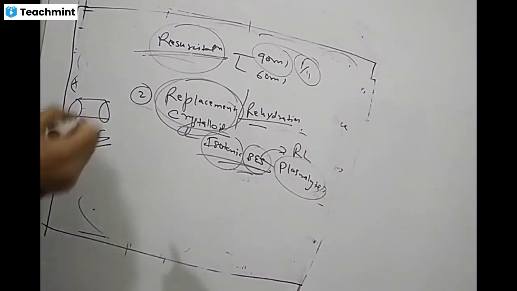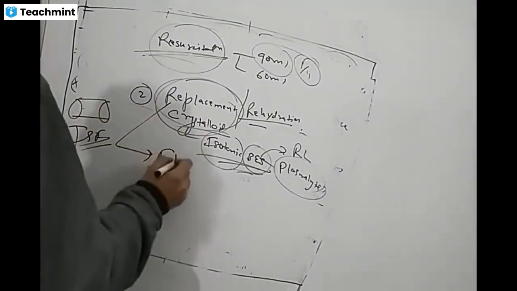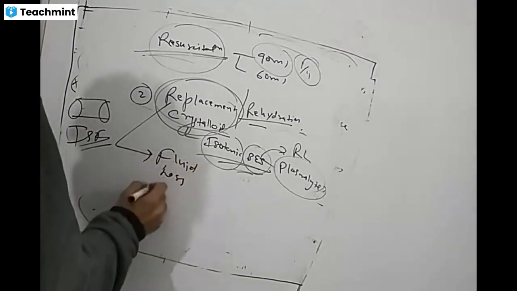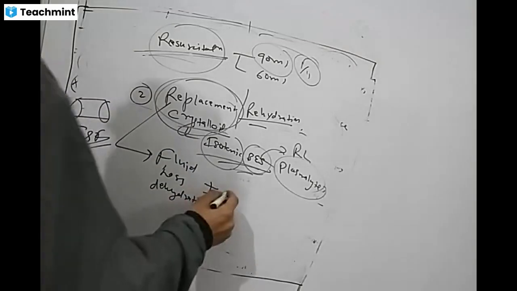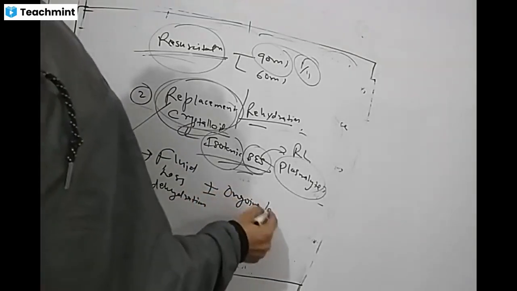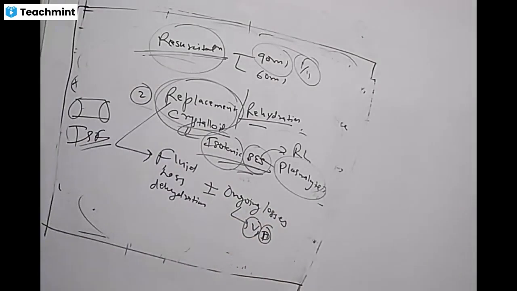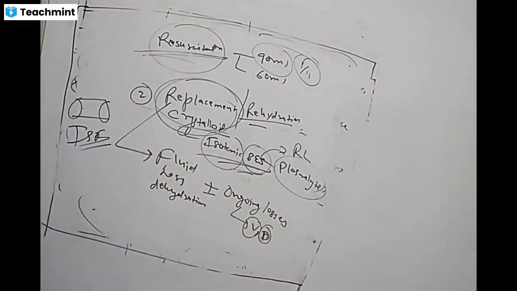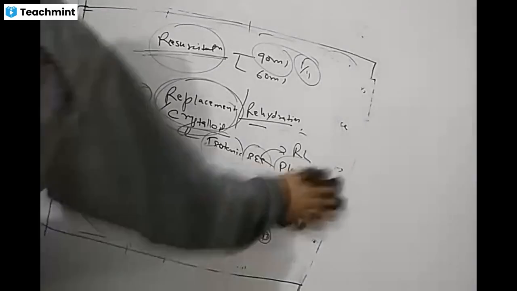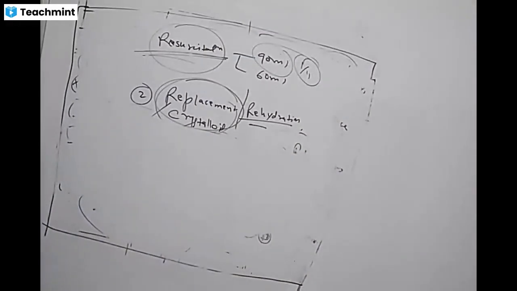How to calculate? In replacement therapy, there is not only the fluid loss because of dehydration, plus or minus there may be some ongoing losses. What are ongoing losses? Maybe vomiting or diarrhea. So in this case, we have to take care of both: one is dehydration and one is ongoing losses, that is vomiting and diarrhea. So in the replacement component, the rehydration component, we should take care of dehydration as well as ongoing losses.